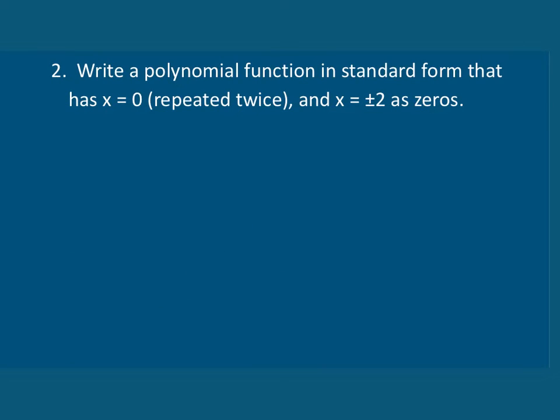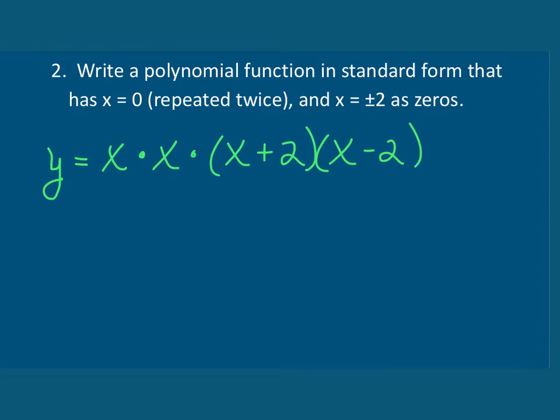In our second example, we're told to write a polynomial function that has x equals 0 repeated twice and positive and -2. So if 0 is there twice, that means we would have x times x plus 2 and then x minus 2.